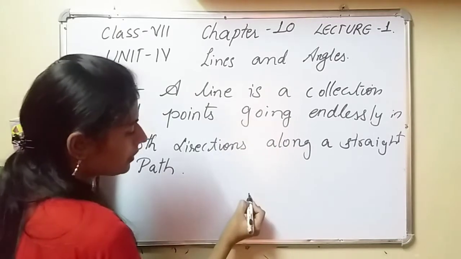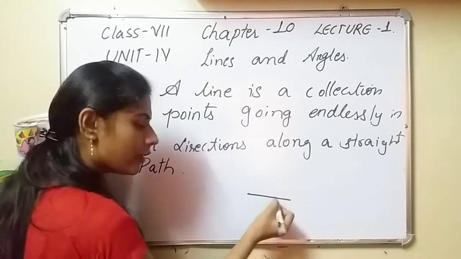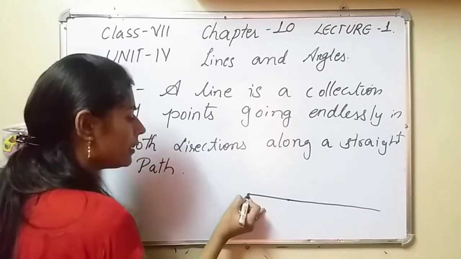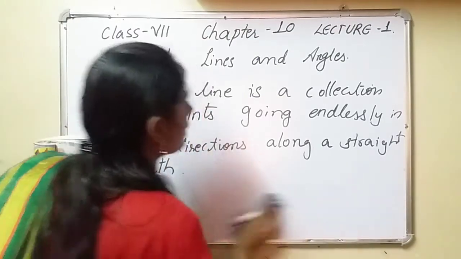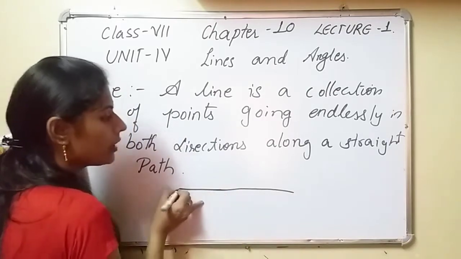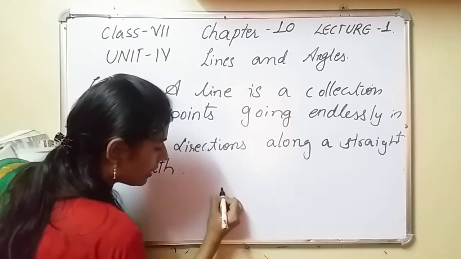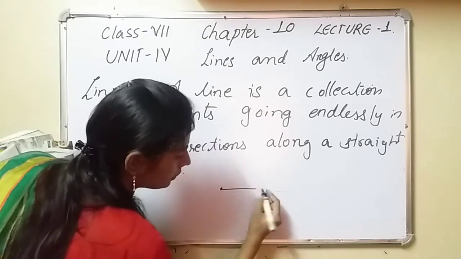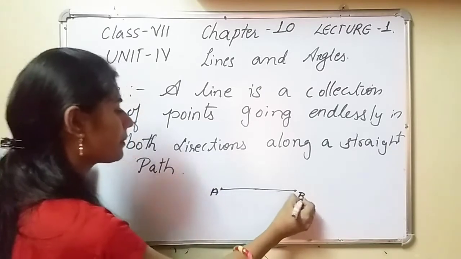a collection of points. Collection of points means any point you can take, going endlessly. Now you can take this line as far as you want, there is no limit. You can take it up to anywhere, and on this side also you can take it up to anywhere. So a line is a collection of points going endlessly in both directions. You can draw it in both directions along a straight path, but you have to make it a straight path. Okay, so this is your line, and give the names A and B.